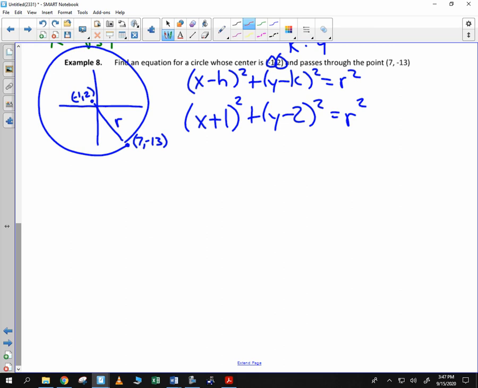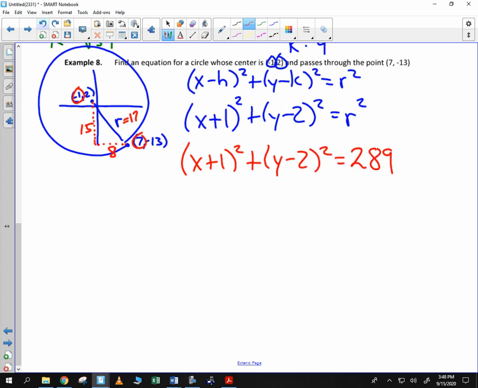And you can use your distance formula, or you could think of it like the Pythagorean Theorem. If I want to go from -1 to 7, I have to go 8 units. If I want to go from 2 to -13, I have to go 15 units. And maybe you remember from our special right triangles that this is going to be 17. So some people write the answer as x plus 1 quantity squared plus y minus 2 quantity squared is equal to 17. And that's not correct because it needs to be r squared. If you square 17, you get 289.